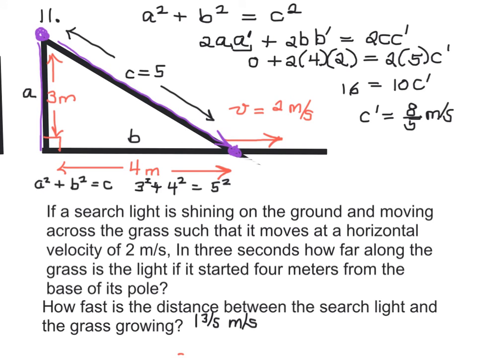And it also asked how far along the grass is the light if it started 4 meters from the base of its pole. So how far is it now? Well, that just becomes basic arithmetic. We know how far it grows at 2 meters per second. Well, if the velocity is 2 meters per second and we go for 2 seconds, we've gone 4 more meters, right? And if we started at 4 meters, we moved 4 more meters.